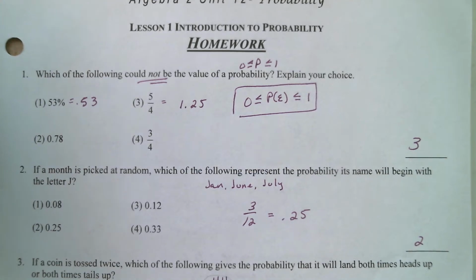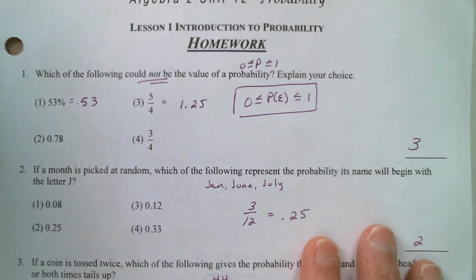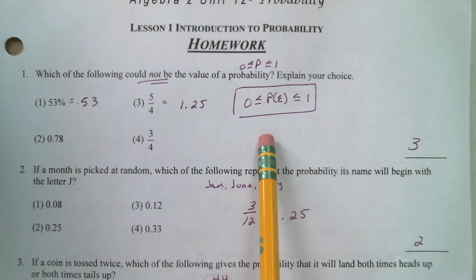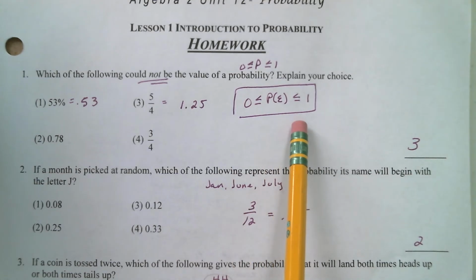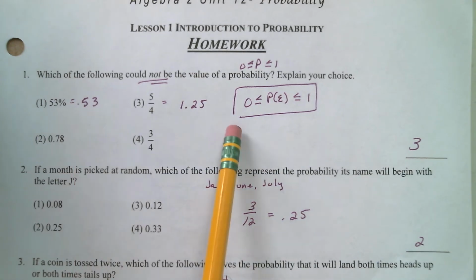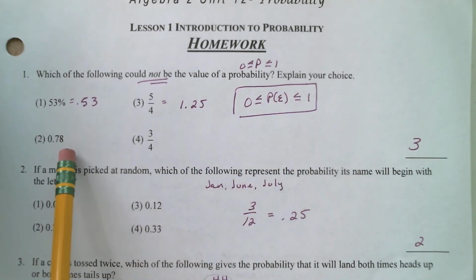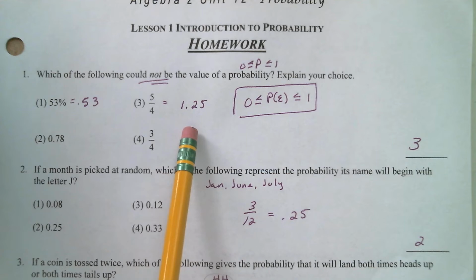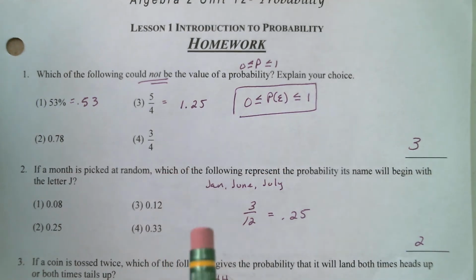All right, so number 1, which of the following could not be the value of a probability? Explain your choice. Well, the probability of an event occurring is greater than or equal to 0, but less than or equal to 1. That's something you have to memorize. 53% is equivalent to 0.53, which is within that range. 0.78 is within the range. 5/4, which is equivalent to 1.25, is not. That's greater than 1, so that's outside that range. So choice 3 is the value that could not be a probability.